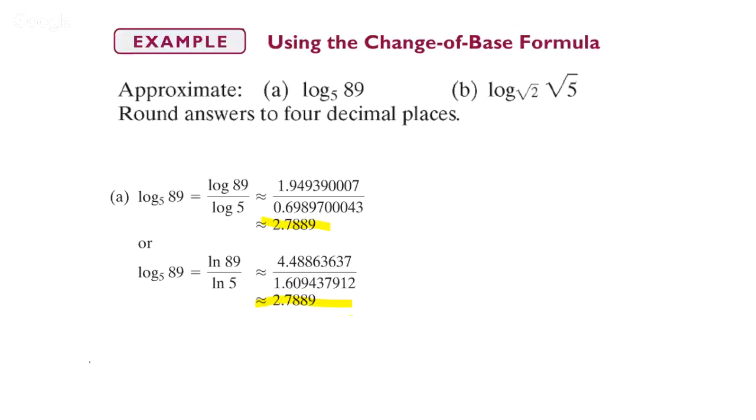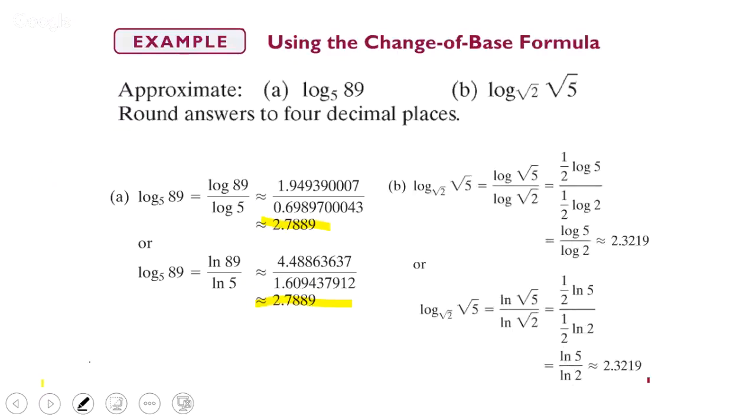Same thing with the next problem. I do it both ways, log base 10. So log of square root of 5, common log, and log square root of 2. Stick that in the calculator, and you get your answer.